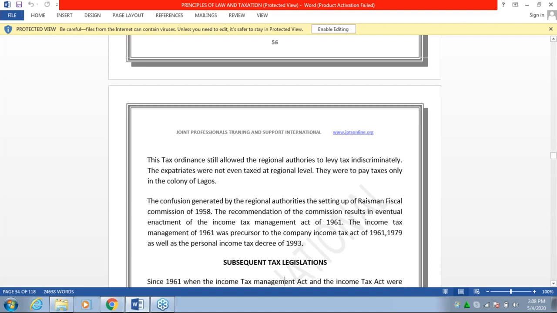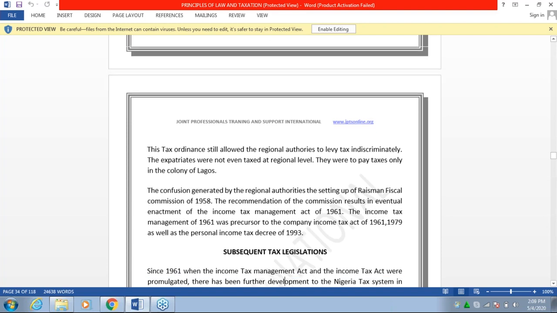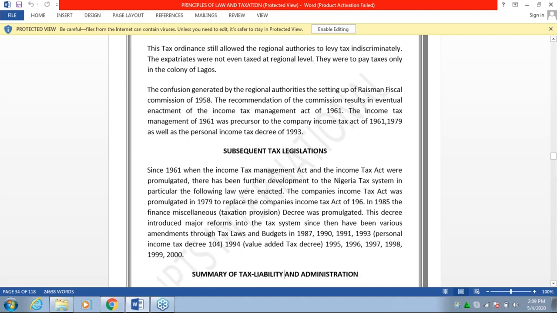So the expatriates were not even taxed at the regional level, but they were to pay taxes only in the colony of Lagos. Now, there is what you call tax legislation. When we are talking of tax legislation, we are talking of the law that is attached to the tax in the country. So since 1961, when the Tax Management Act and Income Tax Act were promulgated, the promulgation of an act or decree can at the same time be related to the legislation we are talking about. So there has been a further development of the Nigerian tax system in particular.